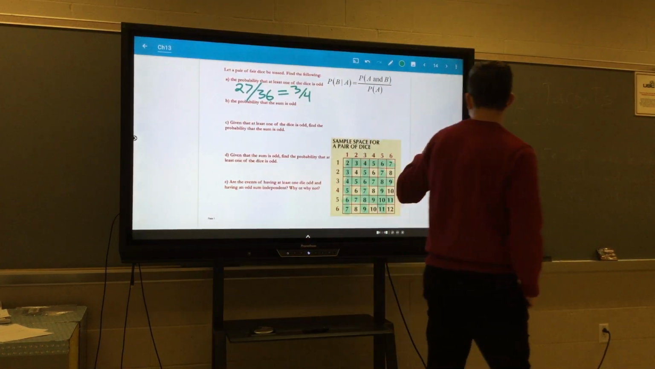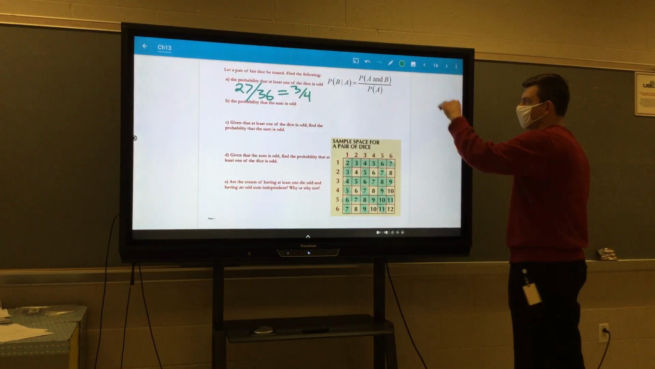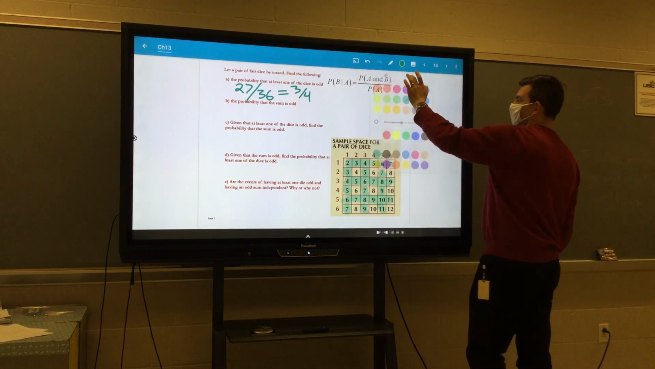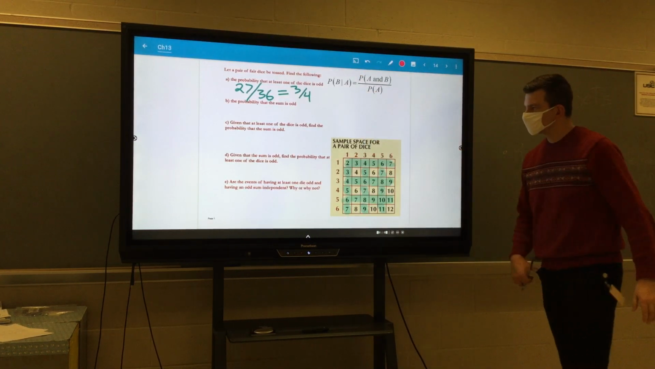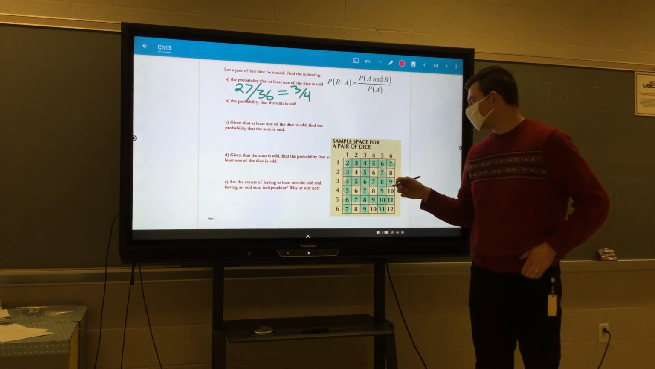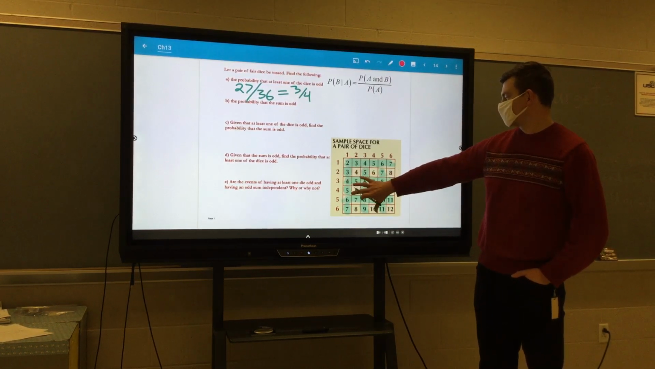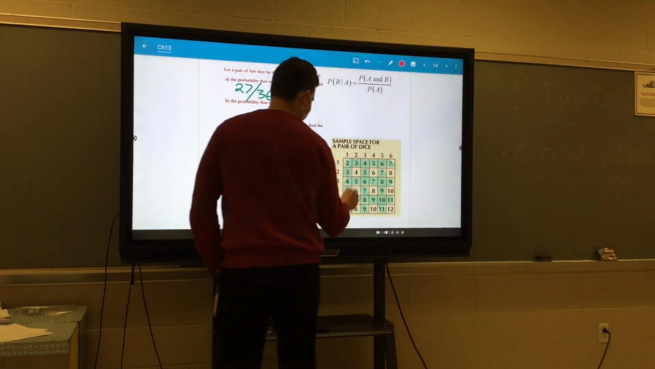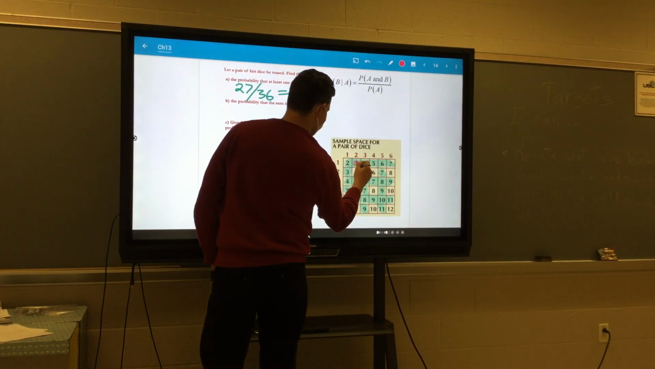Our second probability is the probability that the sum is odd. All right, for an odd sum, now we're looking at just these sums, the odd numbers. So I'm just going to be hunting and pecking through here.